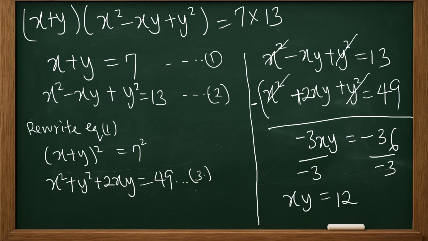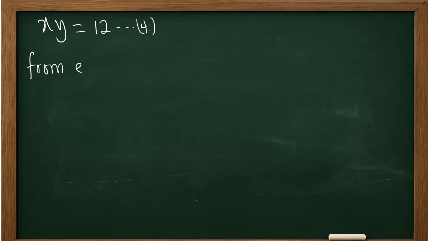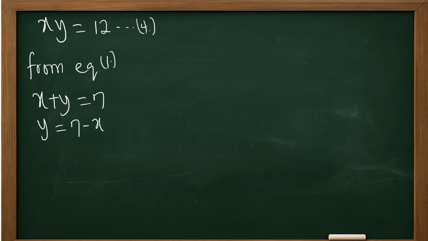Now we have xy equals to 12. I'm going to call that equation 4. The next slide, we have xy equals to 12, which is my equation 4. Recall from my equation 1, I have that x plus y equals to 7. So now I want to plug in. Here we can write this y equals to 7 minus x. Let me call this also equation 5.